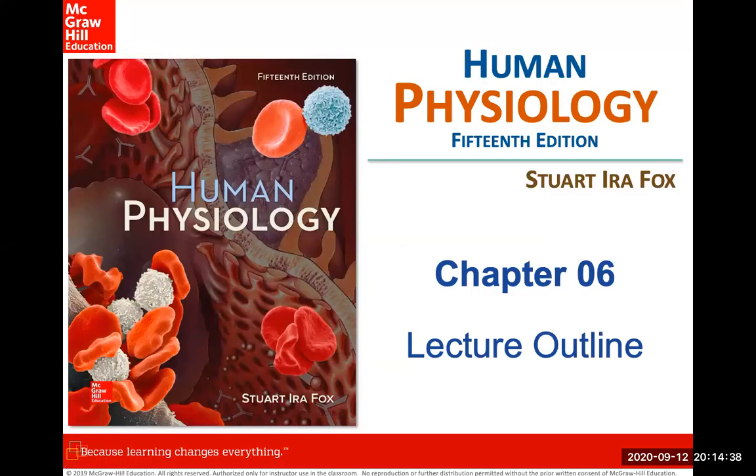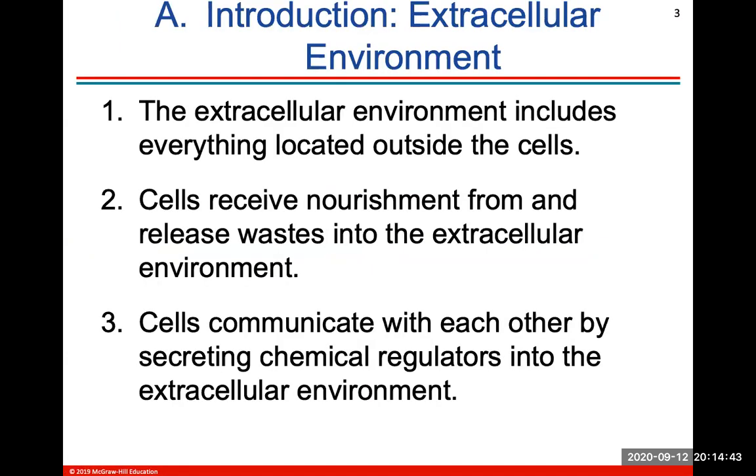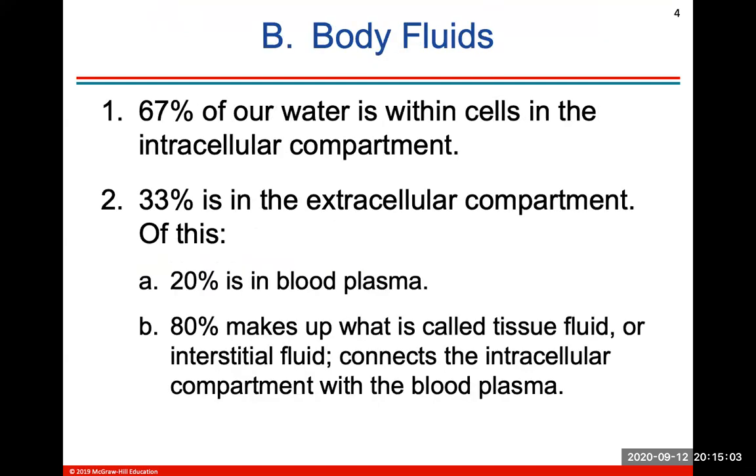Welcome, class, to Chapter 6, where we'll talk about the extracellular environment. The extracellular environment includes everything that's located outside of cells. The cells will receive nourishment from the extracellular environment and release wastes into the extracellular environment. And cells will also communicate with each other by secreting different chemical regulators into this extracellular environment.